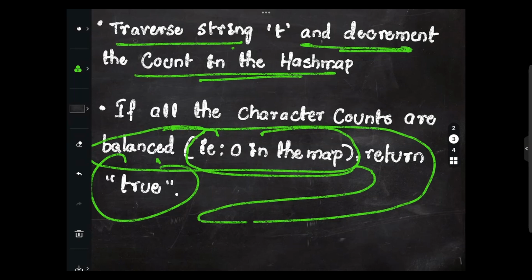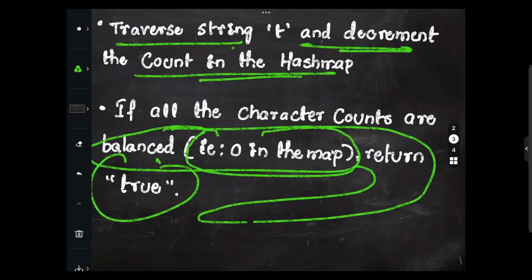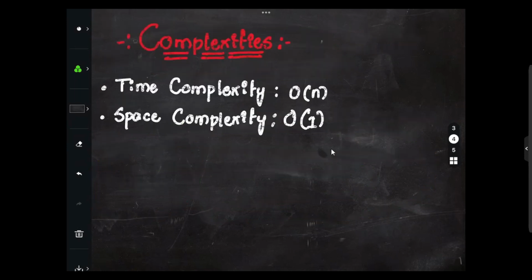So here in this case, it is balanced. In the first example that we have considered here, we are returning true because this is balanced. We have got 0, right, for everything. So this is balanced. In this case, we are returning true. So I hope the approach is completely clear, easy to understand, right? So let's come to the complexities part here.